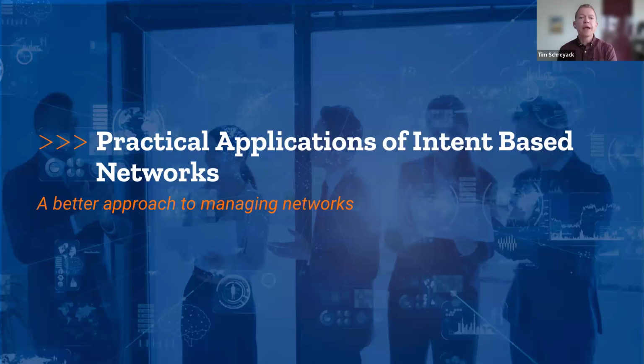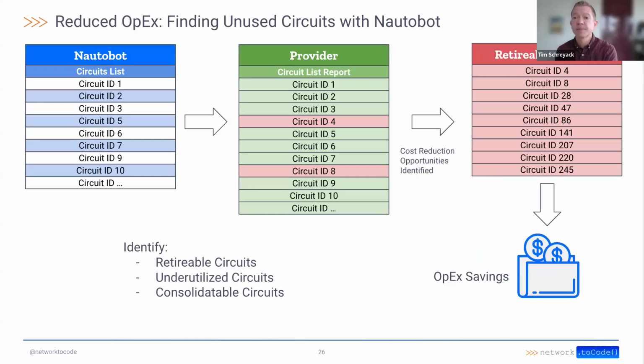So let's take a look at some practical applications of intent-based networking, essentially a better approach to managing our networks. What are some of those benefits? Example 1, reduced OpEx, finding unused circuits within Nautobot. This is a common case we've seen. We've done this for a few of our clients where they have a large number of circuits. And it is inevitable when you manage a lot of circuits that there are probably some that should have been turned off or disconnected that are not.